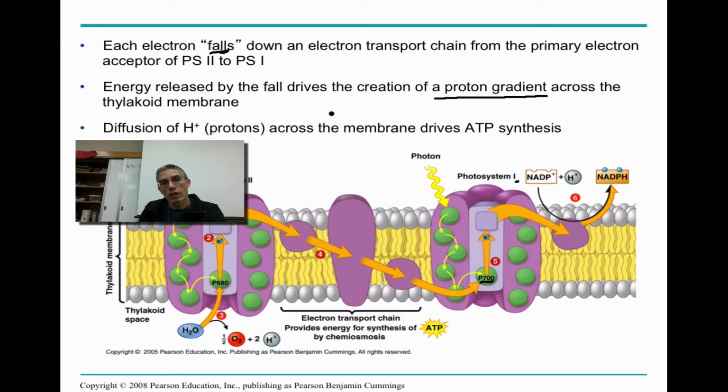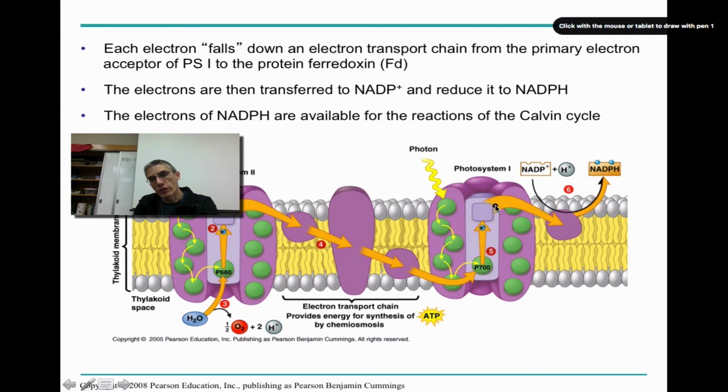We need that gradient to be able to produce ATP using the same type of enzyme or protein called ATP synthase. So the diffusion of these H+ protons across the membrane, as I just said, is going to drive ATP synthesis. As I said in the previous screen, the primary electron acceptor that you see here in photosystem 1 is going to take that electron, and just like it did in photosystem 2, it's going to fall down that electron transport chain.